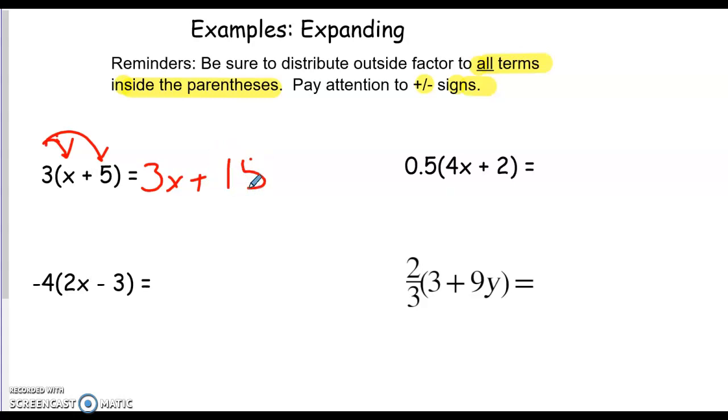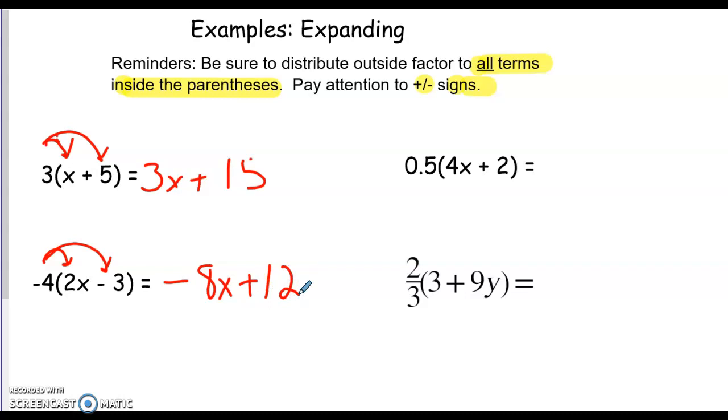All right, now the next one has a negative, so you need to remember your rules. So negative times a positive is a negative. So negative 4 times positive 2x would give us negative 8x. And then, this is a tricky one, negative 4 times negative 3 actually gives us a positive 12. All right, negative times negative.